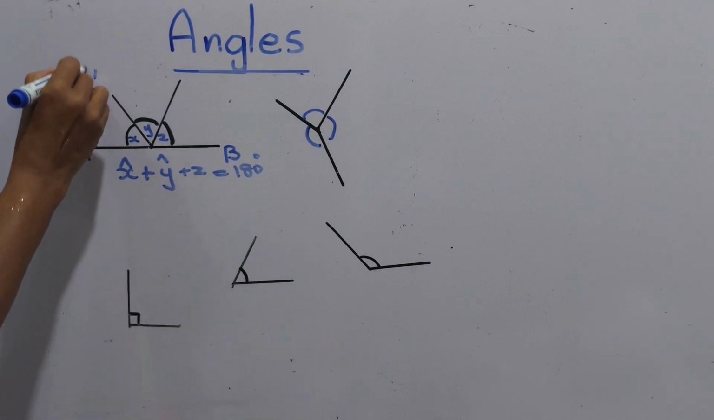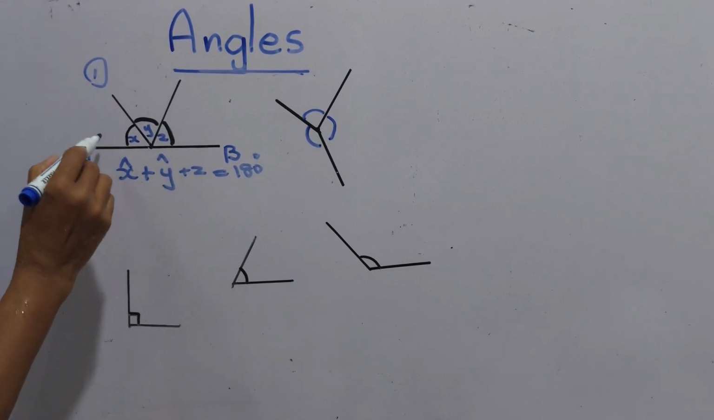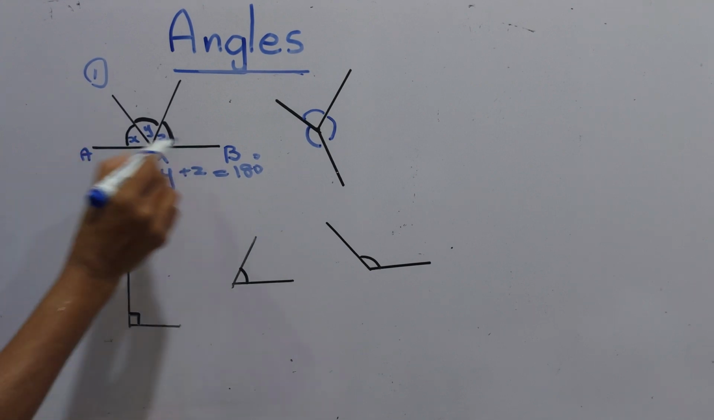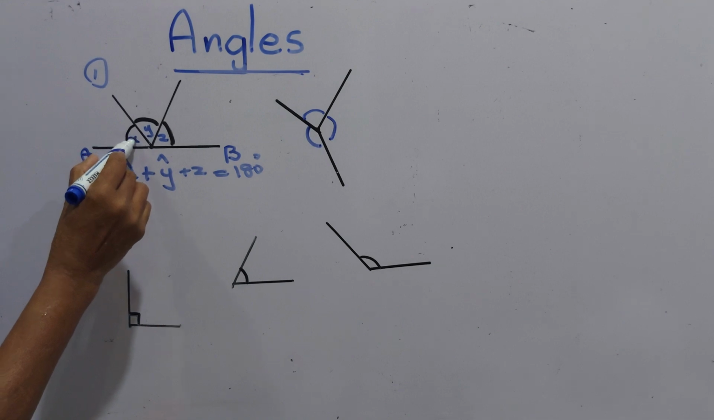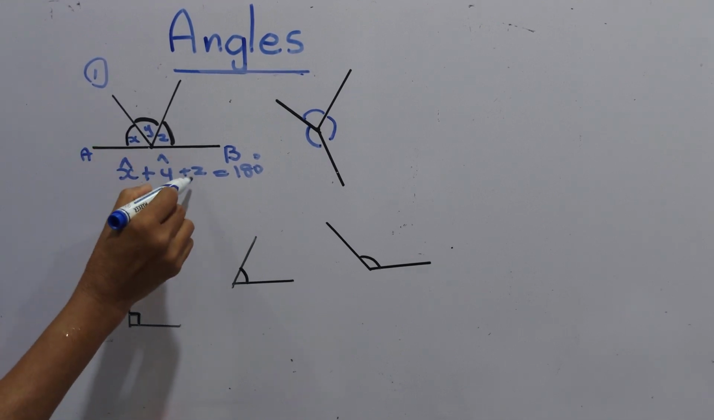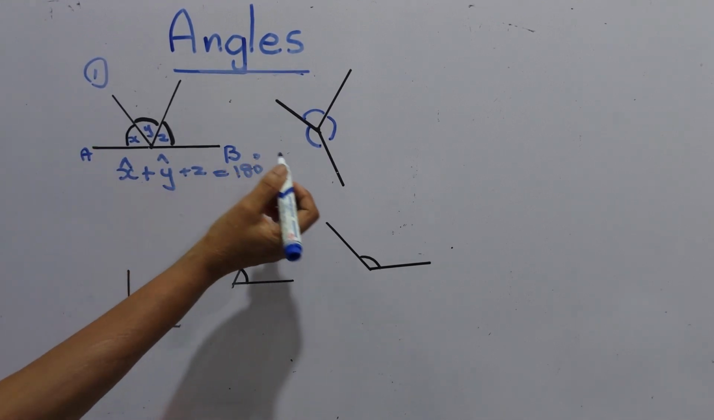That is the first figure. It tells us angles on a straight line. This AB straight line adds up to 180. Angle X plus angle Y plus angle Z equals 180.